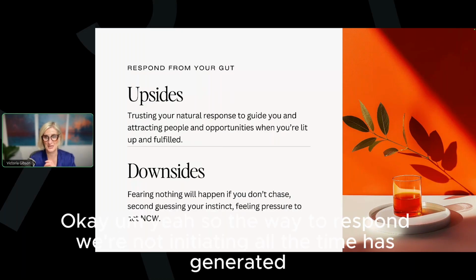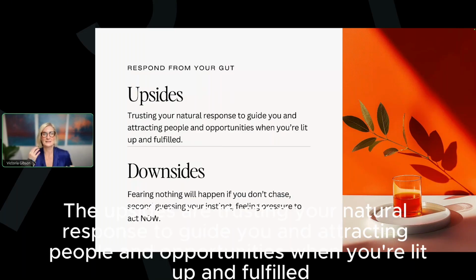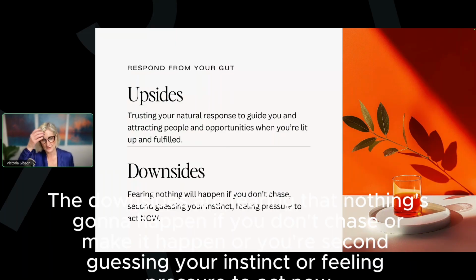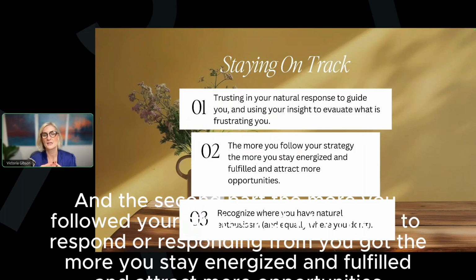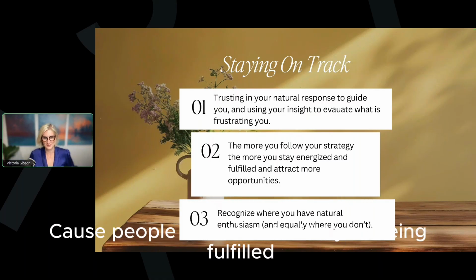We're not initiating all the time as generators, okay? The upsides are trusting your natural response to guide you and attracting people and opportunities when you're lit up and fulfilled. The downsides are fearing that nothing's going to happen if you don't chase or make it happen, second guessing your instinct, or feeling pressure to act now. So staying on track for a generator means trusting in your natural response to guide you, and using your insight to evaluate what is frustrating you. And the second part, the more you follow your strategy of waiting to respond, or responding from your gut, the more you stay energized and fulfilled and attract more opportunities, because people are attracted to you being fulfilled.